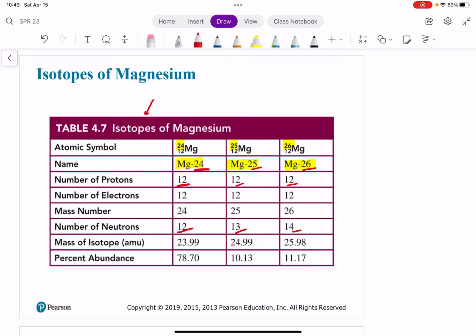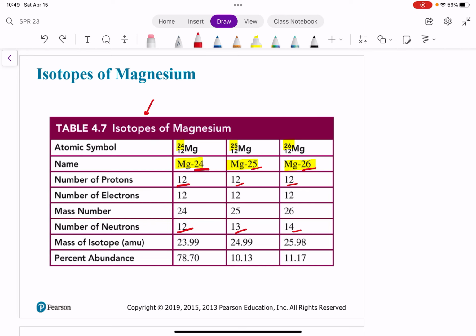Then it gives you the mass of the isotope, which is reported in AMUs. Here we have 23.99 for the mass, really close to 24, the mass number. Here we have 24.99, really close to 25, which is the mass number. And then here we have 25.98, which is really close to 26, the mass number for that isotope.